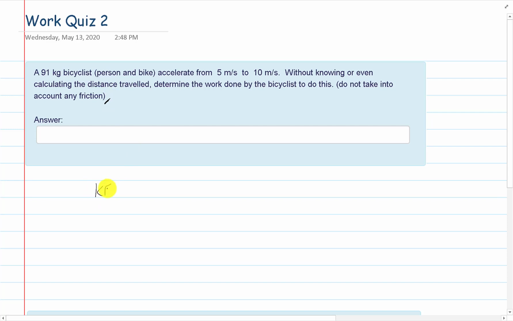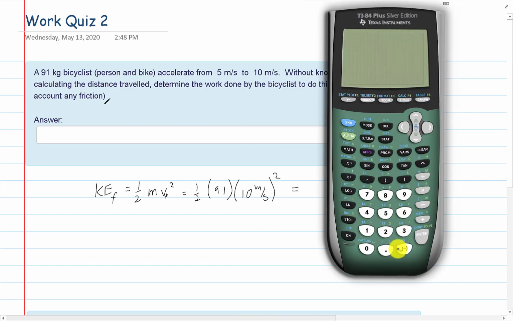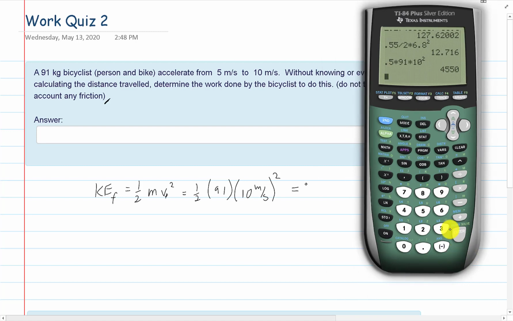The kinetic energy final is 1/2 m v final squared, which is 1/2 times the mass, 91, times 10 meters per second squared. So that's 1/2 times the mass times the velocity squared. Okay, and let's pull up Mr. Calculator. 0.5 times 91 times 10 squared is going to be 4,550.